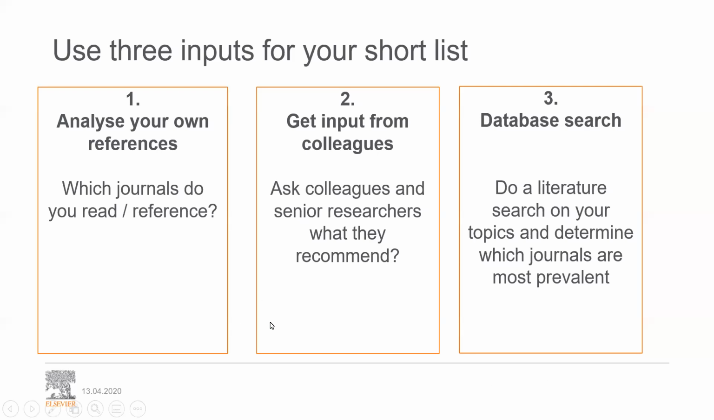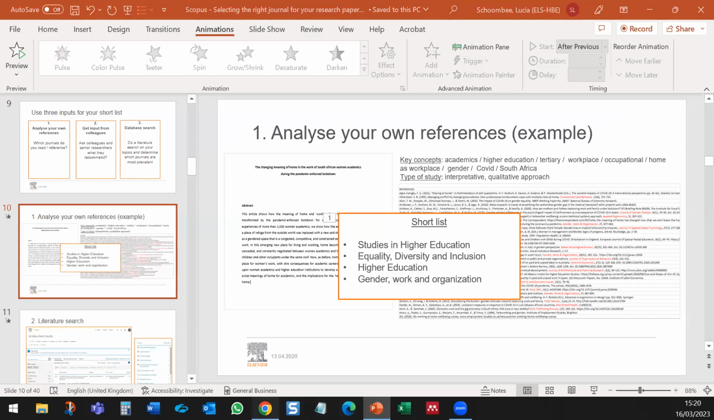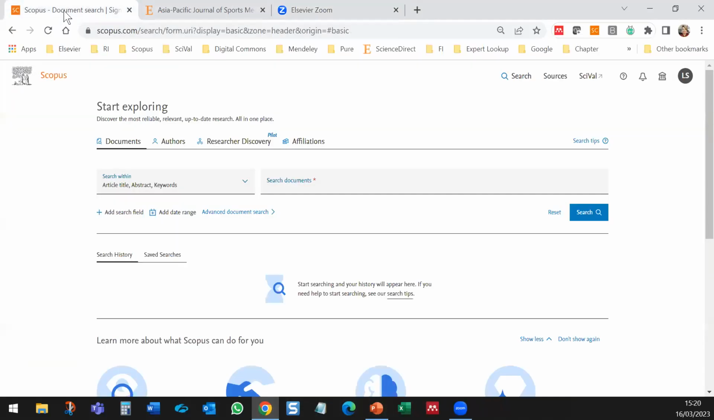So now you've got 2 ways. The third way is to do a literature search on your topic and determine which journals are most prevalent, right? So this is where Scopus comes in. So you can do a search in Scopus using your topic and then note which are the most prevalent journals. So I will just show an example of how you would use Scopus in this way. This is what we did in the previous session when we talked about literature review, exactly the same.